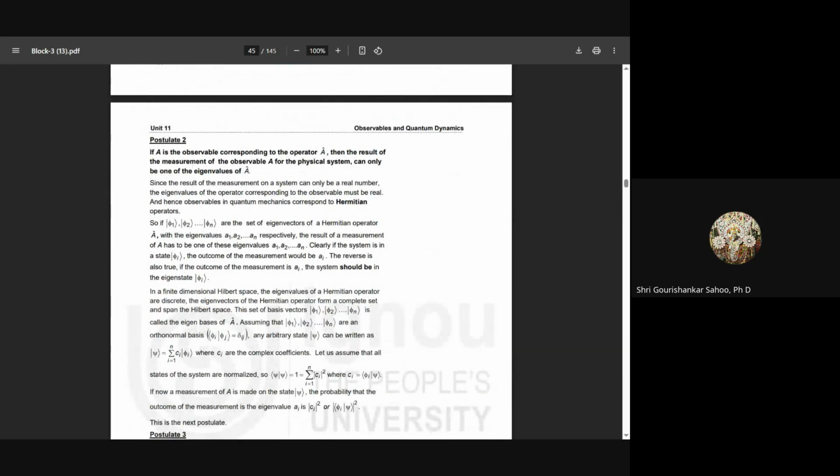Second postulate is: if A is an observable corresponding to the operator A cap, then the result of the measurement of the observable A for the physical system can only be one of the eigenvalues of A cap. If A cap is operated over the wave function or state vector, and it does not give any eigenvalue of that A cap, then it cannot be an observable. Are you getting it? If it has no value at all, then how will you observe it? So there must be some eigenvalue when A cap is operated over some wave function.